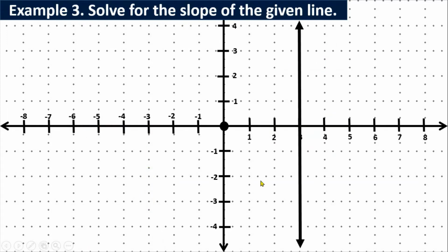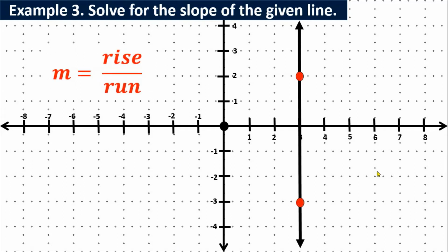For our third example, let us consider a vertical line. Take 2 points. Apply the formula m is equal to rise over run. From the point below, let's move upward. 1, 2, 3, 4, and 5. The rise now is 5. Since we have arrived already at our second point, we don't need to run anymore. And that means the run is 0.